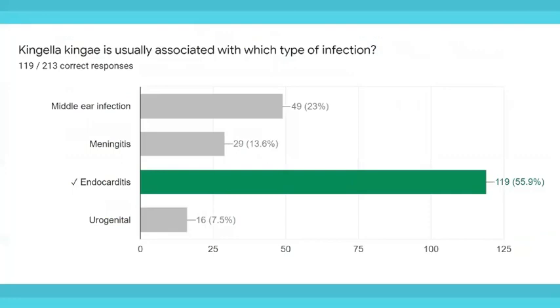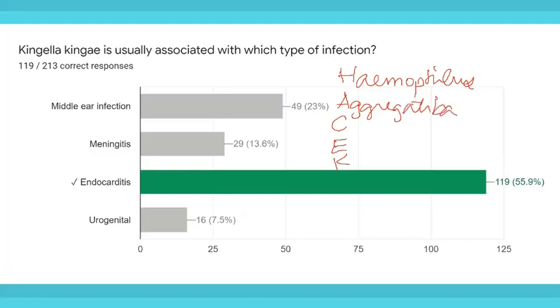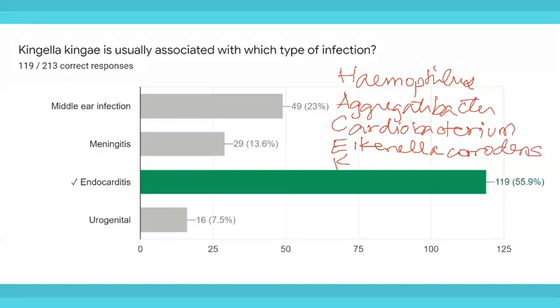Okay, next, Kingella kingae is usually associated with which type of infection? Kingella is part of the HACEK group. HACEK stands for Haemophilus, Aggregatibacter, Cardiobacterium, Eikenella corrodens, and Kingella kingae. So this is the HACEK group.